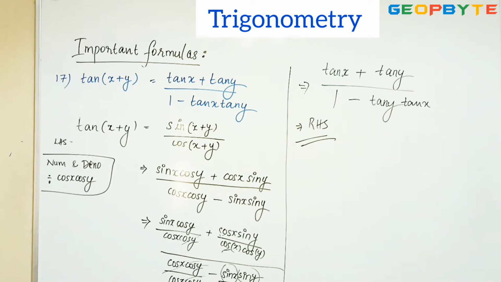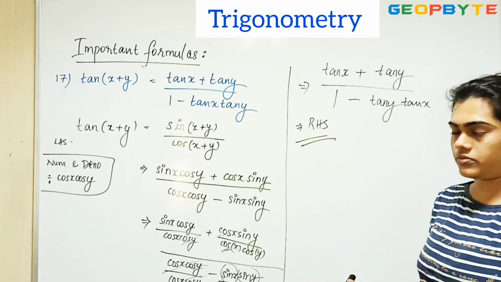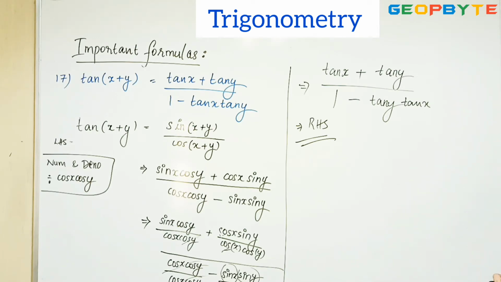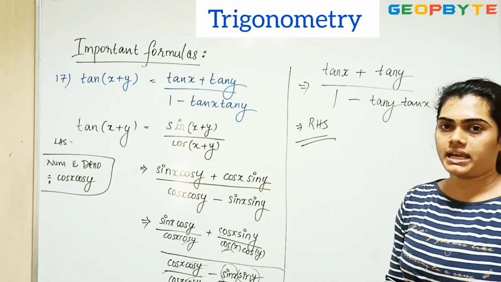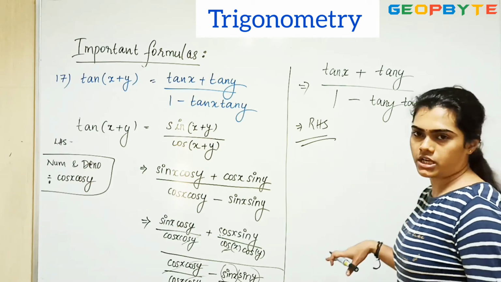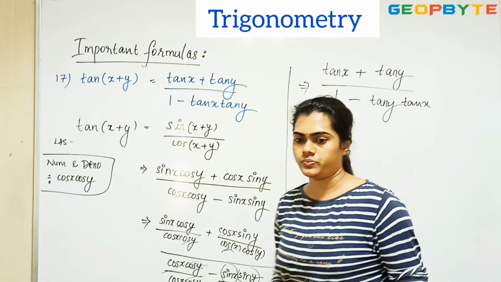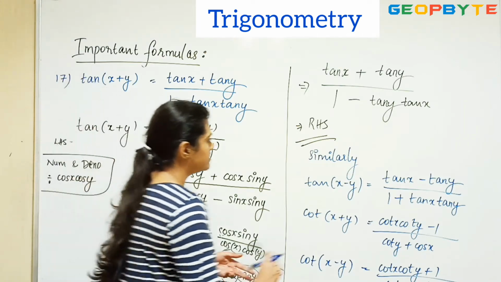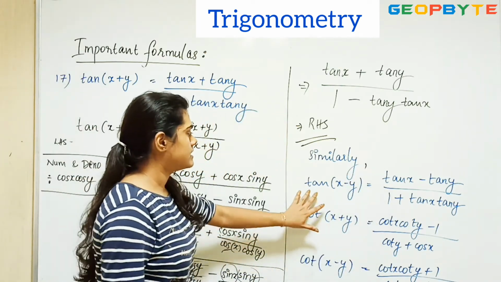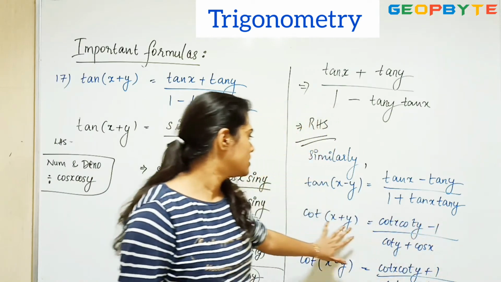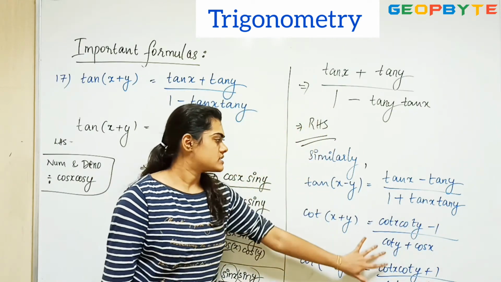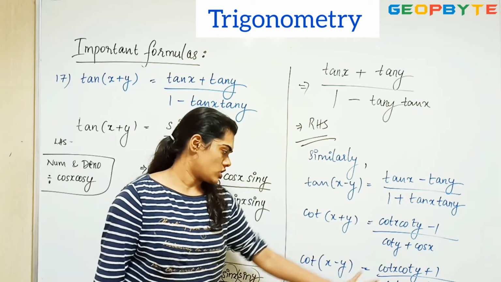So this is how you have to solve to get the formula for tan of x plus y, which is equal to tan x plus tan y by 1 minus tan x tan y. Similarly, you can do the other formulas also. So similarly, we can say that tan of x minus y is tan x minus tan y by 1 plus tan x tan y. Cot of x plus y is cot x cot y minus 1 by cot y plus cot x.